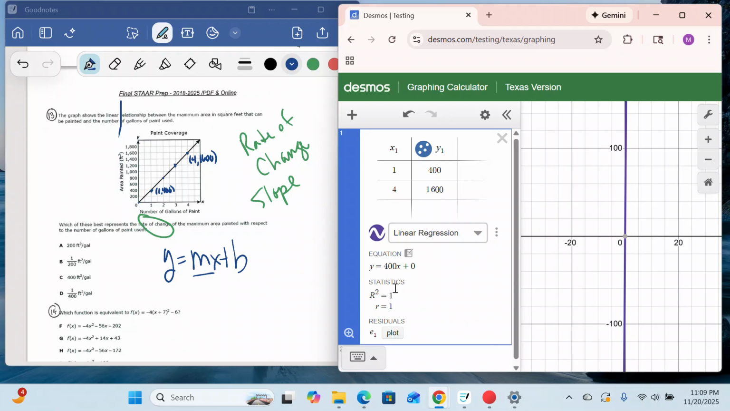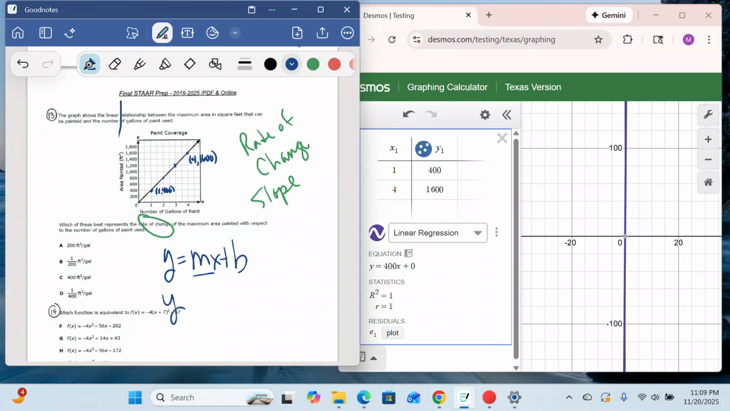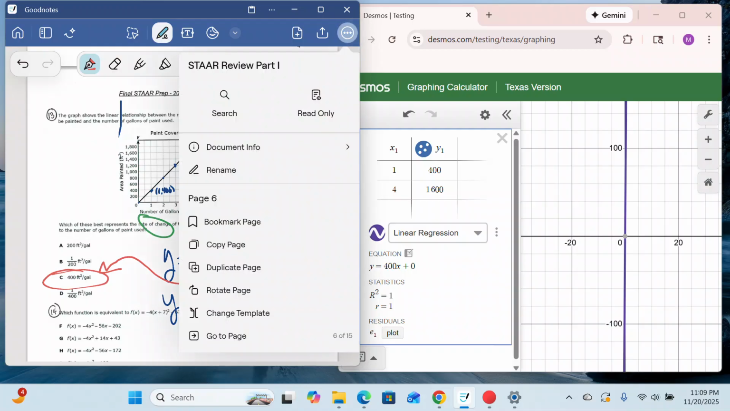So already I know my m. If I rewrite it, it's y equals 400x plus 0. The 400 is right here. 400 is my slope. And the only one that is my slope is letter C, just by letting Desmos do the work for you.